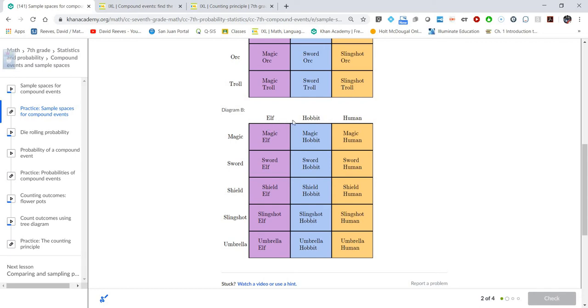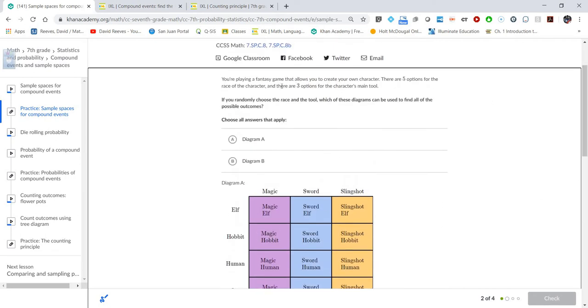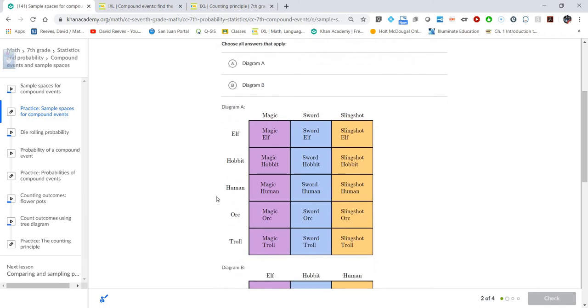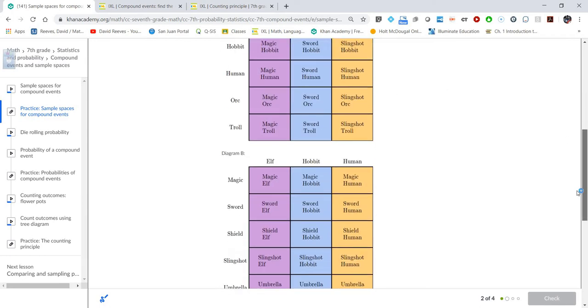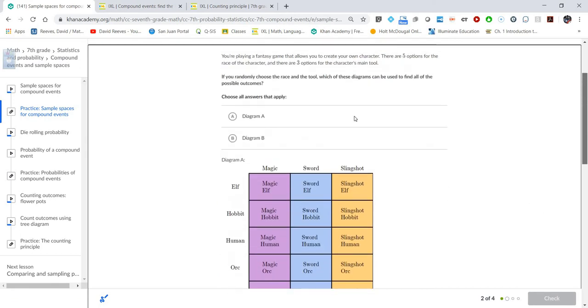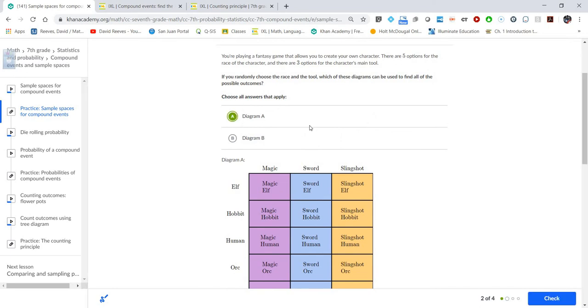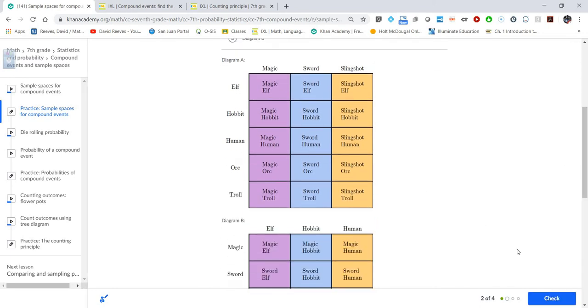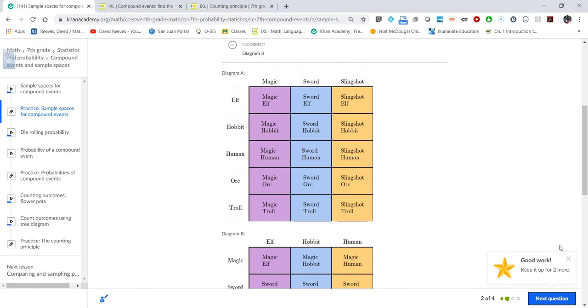All right, but if you take a look, we have only three races, and then they have 5 tools, right? 1, 2, 3, 4, 5. So this is 3 races and 5 tools, but the problem says that there were 5 races and 3 tools, right? So we want the 5 races and the 3 tools instead of this next one that gives us only 3 races and 5 tools. So even though both of them gave the same number of outcomes, only the first one gives the correct outcomes.